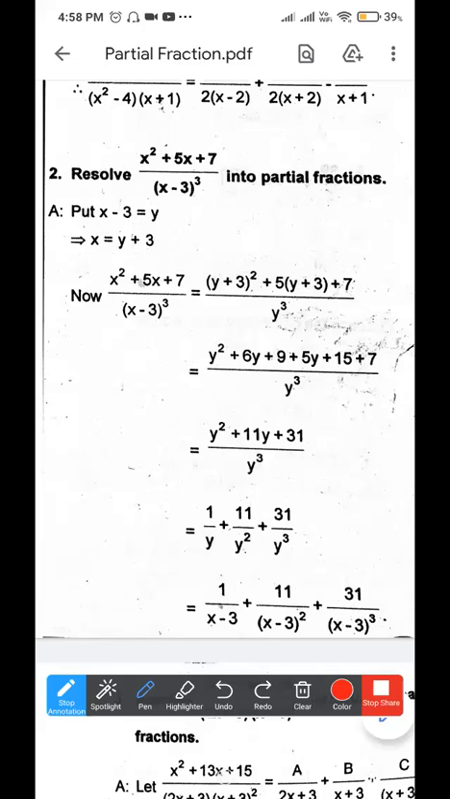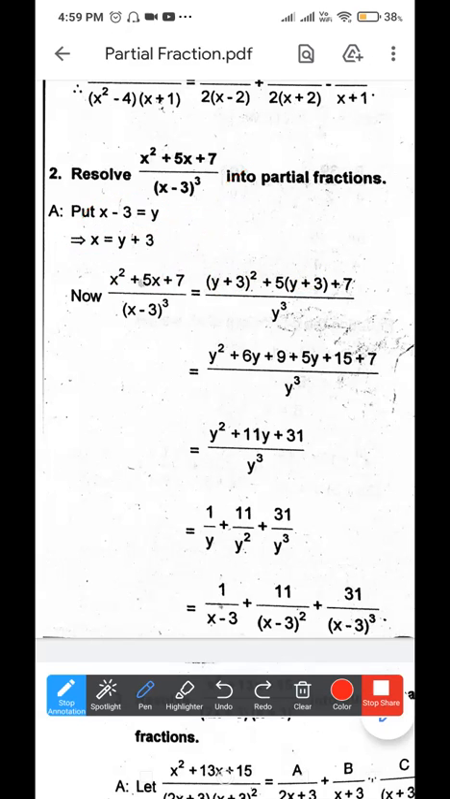Resolve x square plus 5x plus by x minus 3 whole square into partial fractions. If it is given in this form, just put x minus 3 is equal to y. Now what is x equal to? x is equal to y plus 3. Wherever you have x, just substitute y plus 3.